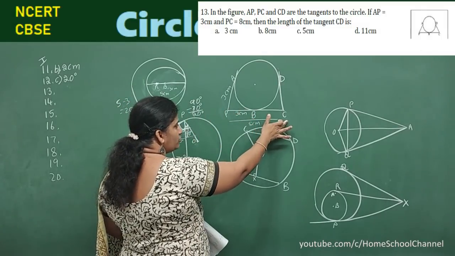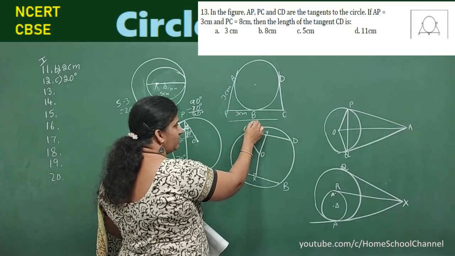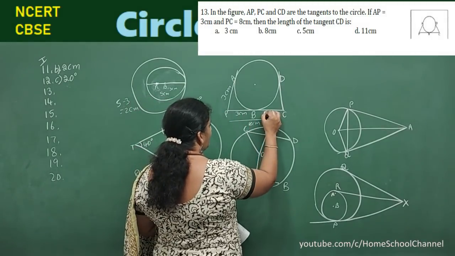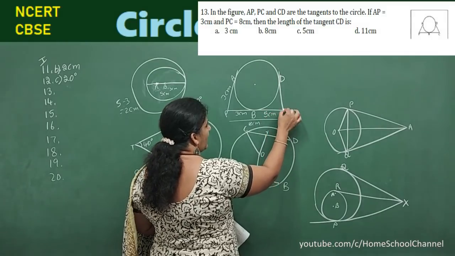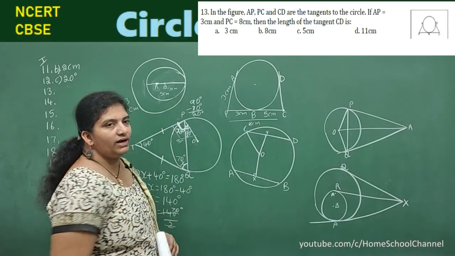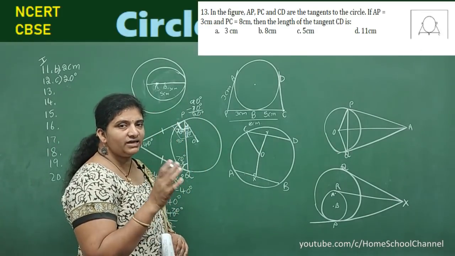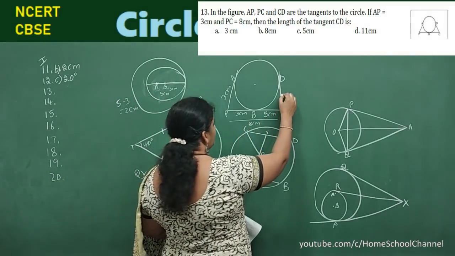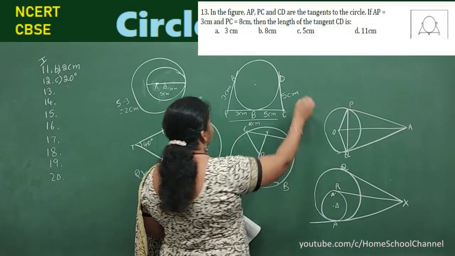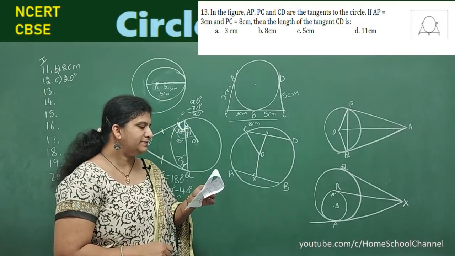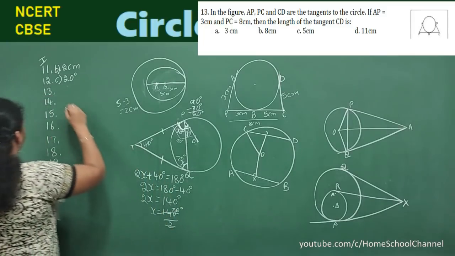And from P to C, the PC length is 8 centimeters. In 8 centimeters, subtract 3. It will be 5 centimeters. Again, if C is an external point, CB is equal to CD in length. By theorem, what can you say? CB is equal to CD. If this is 5 centimeters, this will be 5 centimeters. So, which option is your right answer? Option C, 5 centimeters.